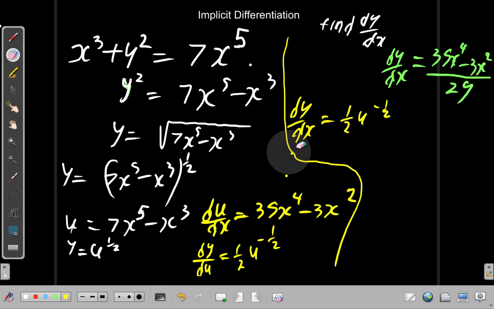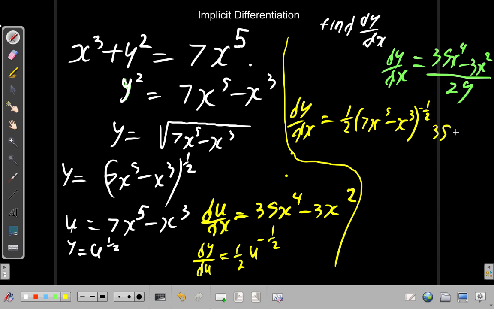So we can just write that from now. 1/2 u to the negative 1/2, but it is 1/2 7x to the 5 minus x cubed. Just erase the u and write that since we don't have a lot of space. To the negative 1/2 times dy by du, that's dy by du is that, times du by dx, which would be 35x to the 4th minus 3x squared.